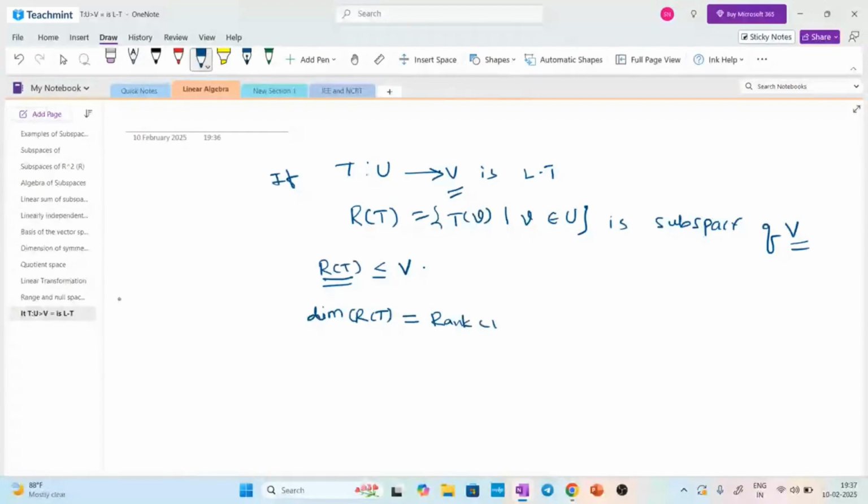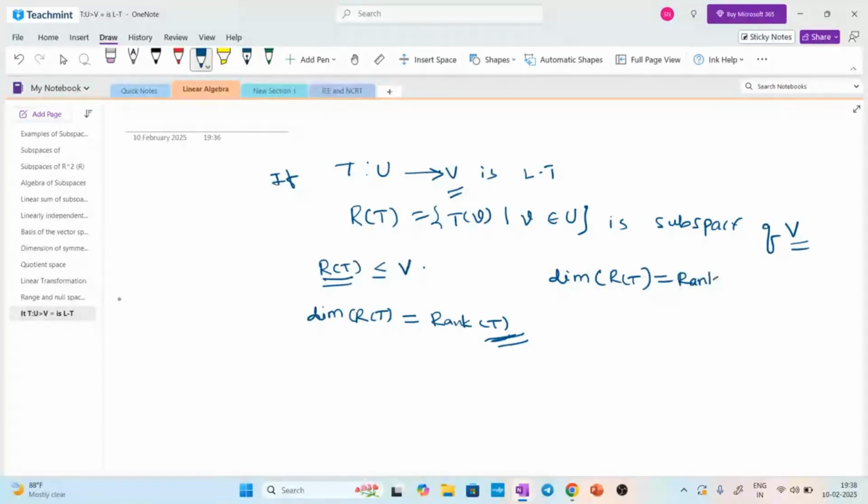The dimension of the range of T is called the rank of T, because rank is a number, dimension is also a number. Okay, here the dimension of the range of T is equal to the rank of the linear transformation. And you already know the range of T is a subspace of V. Okay, therefore the dimension of the range of T is equal to the rank of T.